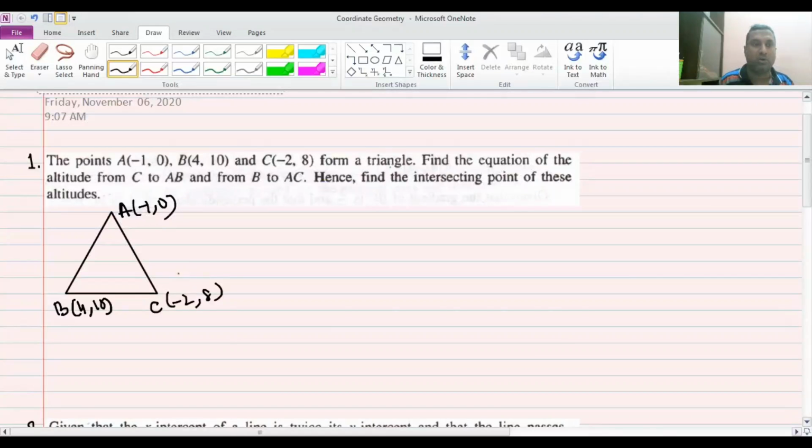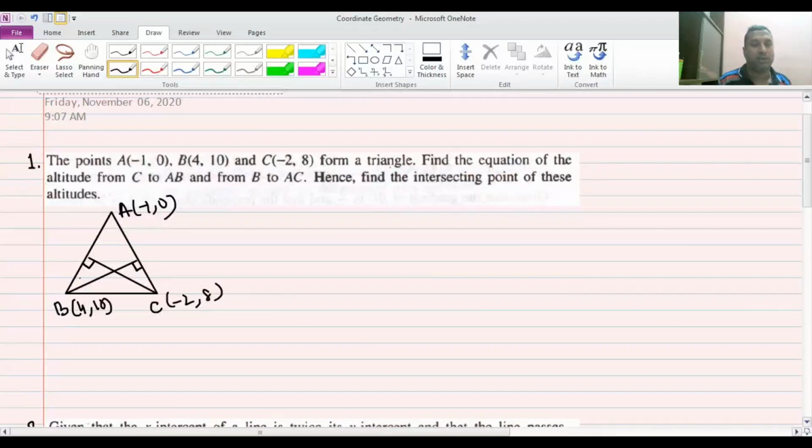So let me draw the altitude from C to AB, and from B to AC. Since these are altitudes, they must be perpendicular there.